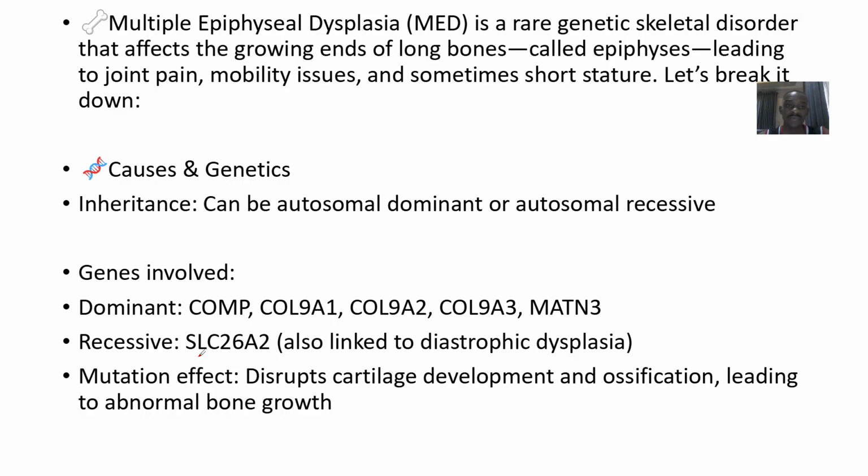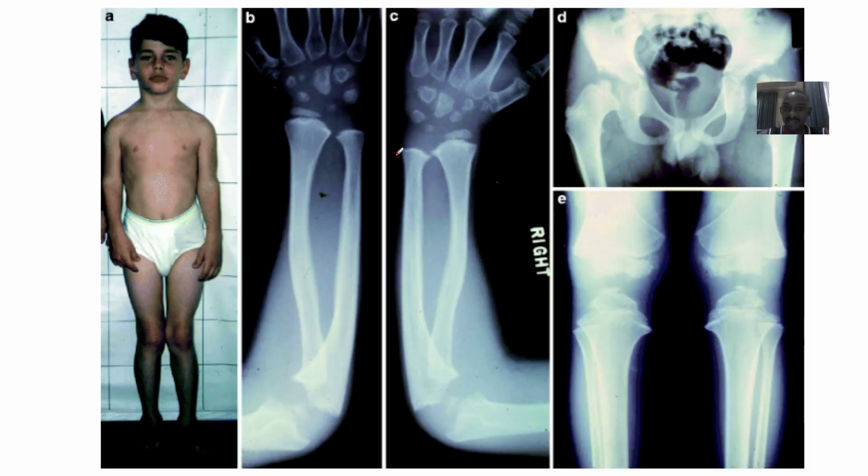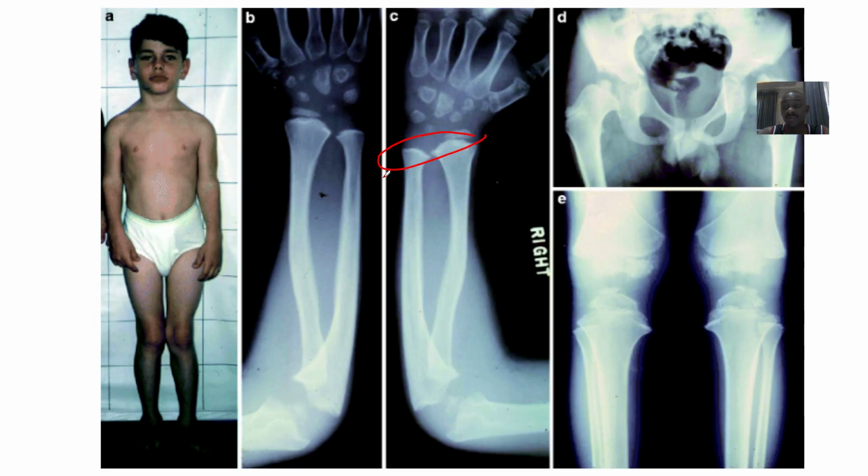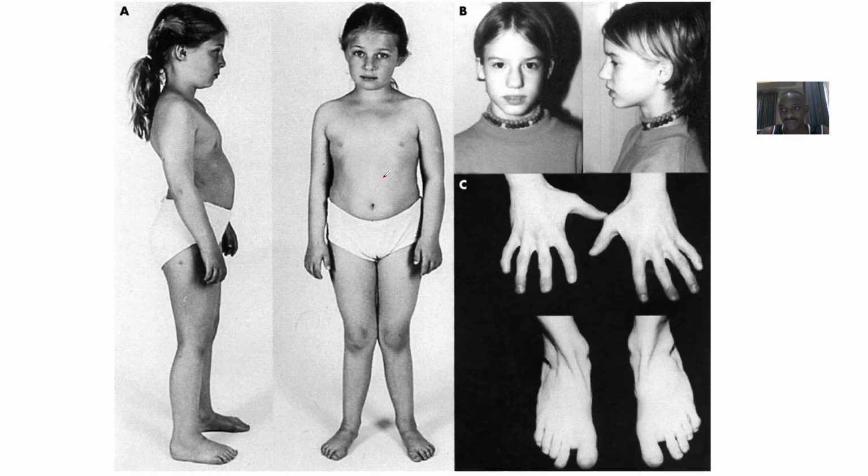So multiple epiphyseal dysplasia, just so you know, is a rare skeletal disorder. It affects the growing end of long bones. The growing ends are what we call the epiphyses. So, epiphyseal dysplasia, do you understand? This will lead to joint pain and mobility issues. Sometimes it will make the person very short for their age.